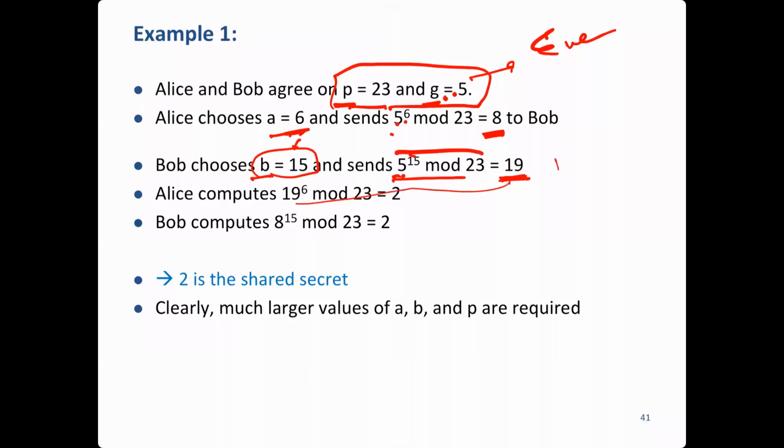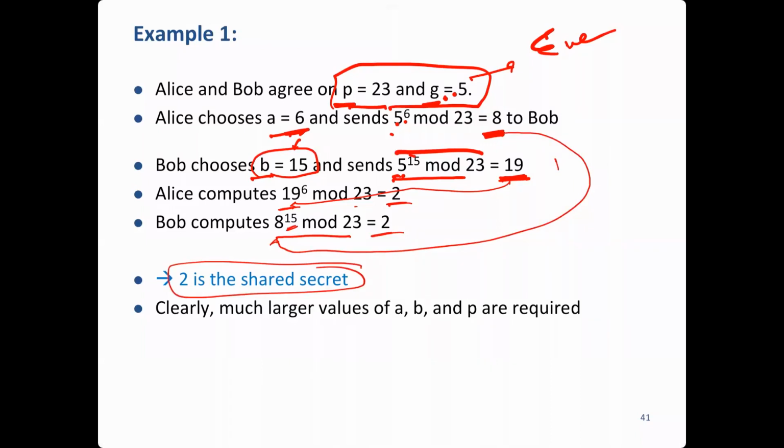Alice gets this public key, uses her own private key, which is 6, and calculates the secret using 19^6 mod 23, which is 2. Bob receives 8, which is Alice's public key, uses his private key 15 and does this calculation, 8^15 mod 23, and the answer is 2. So now 2 becomes the shared secret.